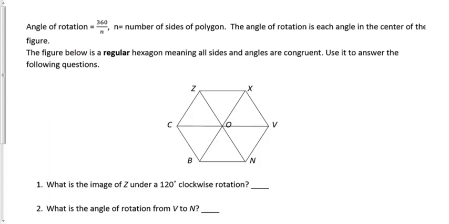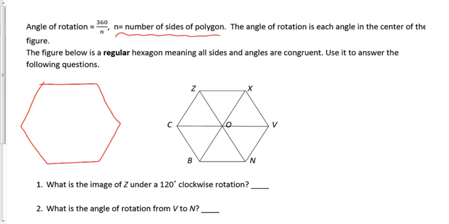Okay, so we are now moving on to our angles of rotations with polygons. The angle of rotation is going to be 360 divided by n, and n is the number of sides of the polygon. So the angle of rotation is each angle in the center of the figure. Typically when we give you a figure, we're not going to have all these triangles drawn in. We're just going to give you this and say, what's the angle of rotation?